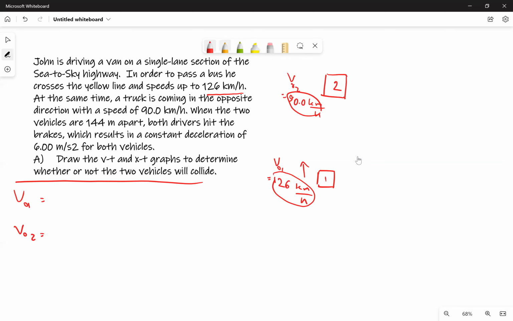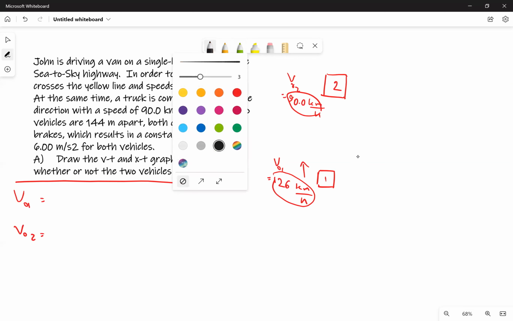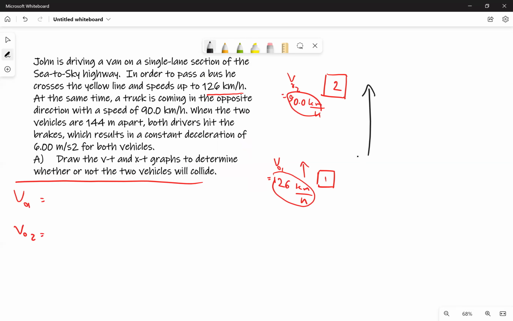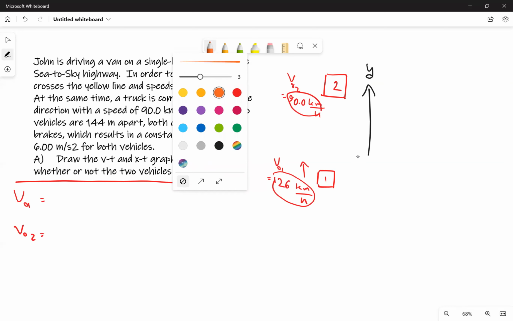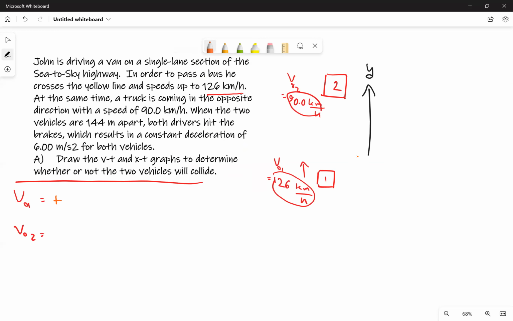So here we need to draw the coordinate system that we choose. For example, I decide that my coordinate axis would be the y-axis, and the positive direction is going to be in this direction. Then V01 is going to be positive, 126 kilometers per hour. V02 is going in the opposite direction of positive y, so it's going to be negative 90.0 kilometers per hour.